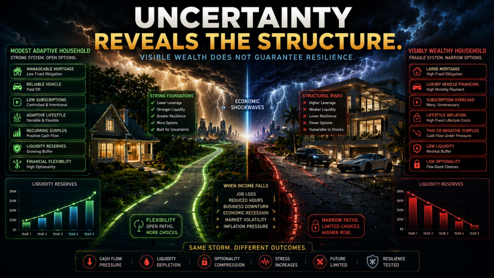In this video, we're going to connect contribution margin analysis, household cost behavior, lifestyle leverage, financial leverage, liquidity, solvency, and optionality into one unified framework. Because the true danger of income volatility is not simply lower income. It's what lower income does to a rigid financial structure.